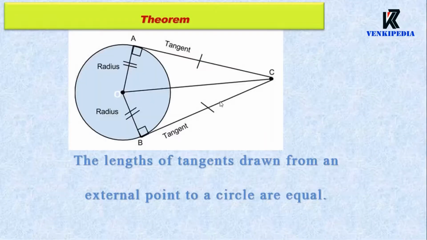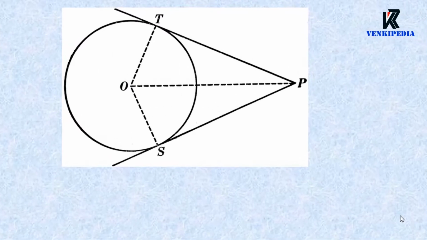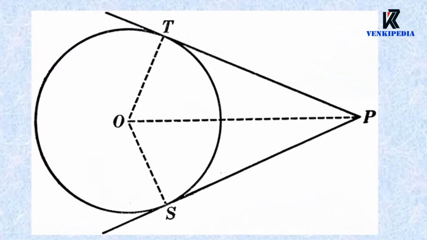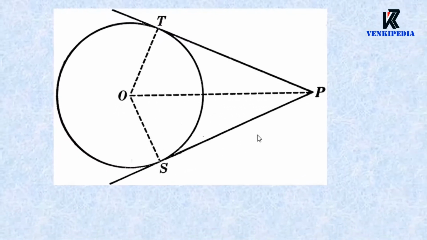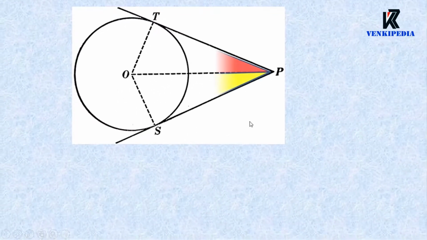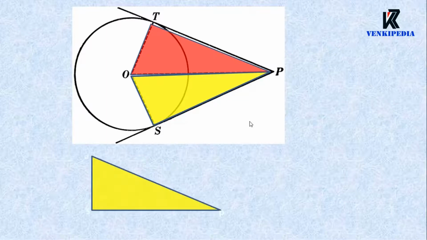Children, look at the circle of center O, and here P is the external point and PT and PS are the two tangents to the circle. Now here we can observe two triangles when we join the radii OT and OS. Here the two triangles are denoted by red color and yellow color. By taking these two triangles, we can easily observe that these two triangles are congruent triangles.